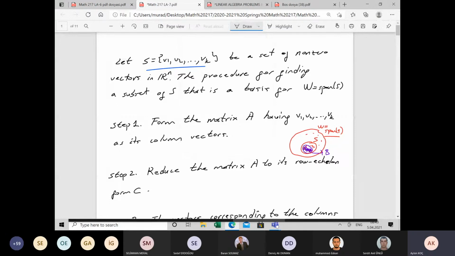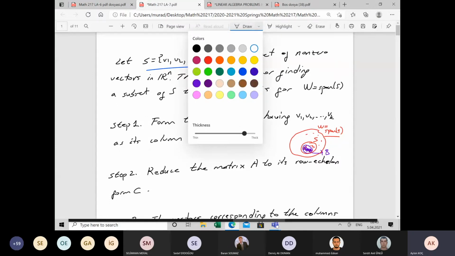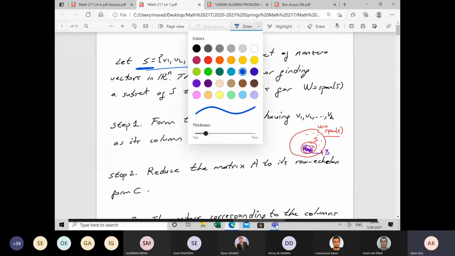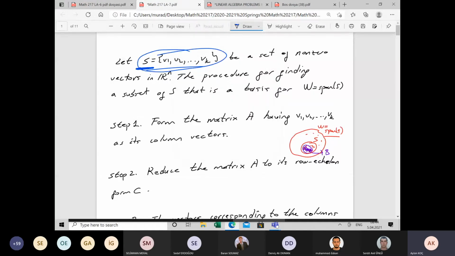Take this set S. Our set contains k vectors: V1, V2, up to VK. And our space is R to the n. Let's give the procedure for finding the subset of S, for example this one is a subset of S.